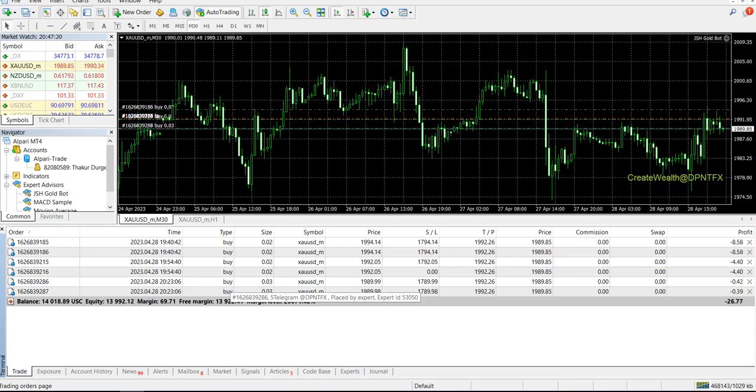As you can see, the lot size has not been multiplied, and there are just 4 to 5 trades. Generally, as I mentioned, it can differ, but in case of buy, there are a couple of sell trades also, but that depends on the situation.